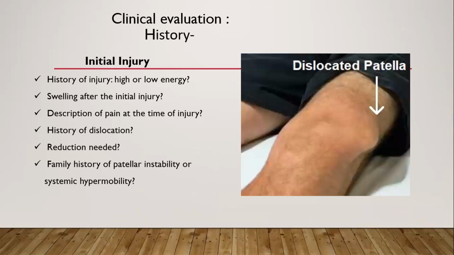Coming to the history, for the initial injury, we have to ask for the history of injury, such as whether it is a low energy or high energy injury, and swelling at the time of initial injury, and whether it is associated with osteochondral fractures or not.